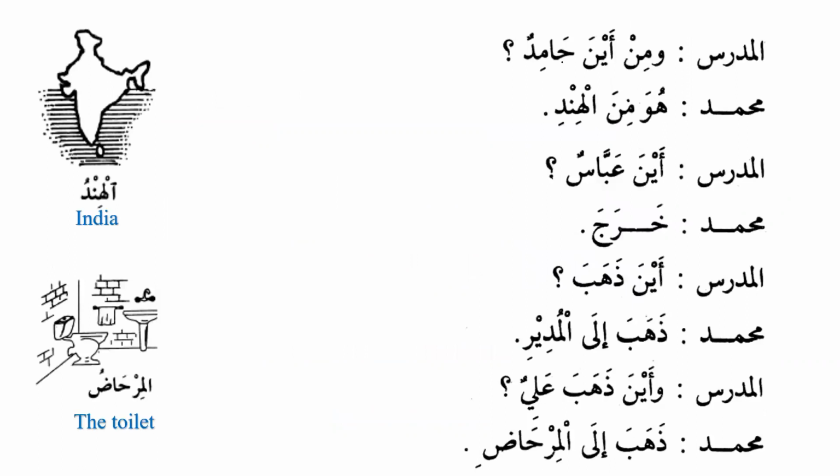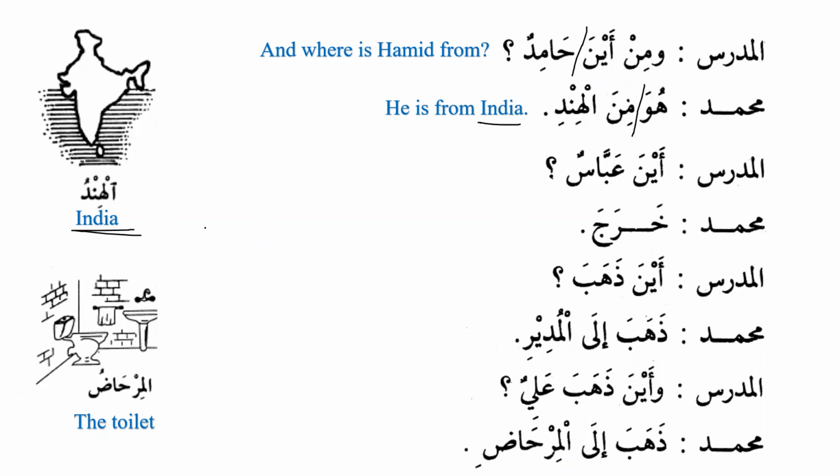Al-Madarisu wa min ayna Hamidun. And where is Hamid from? Muhammadun huwa min al-Hindi. He is from India. Again, we can see that India, in Arabic, is called al-Hind and not Hind. And again, why? Because that's how the Arabs used it. So it will remain as India and we will not change it into the India.